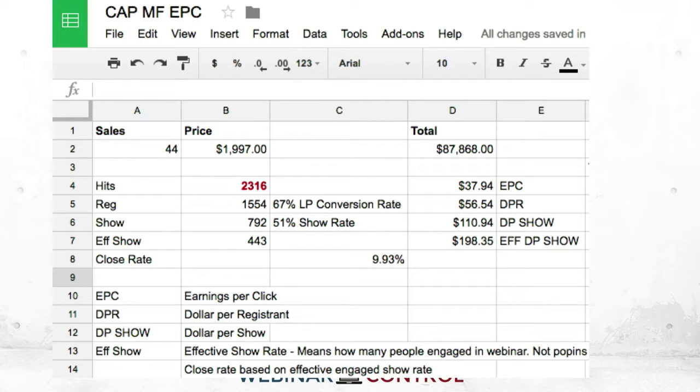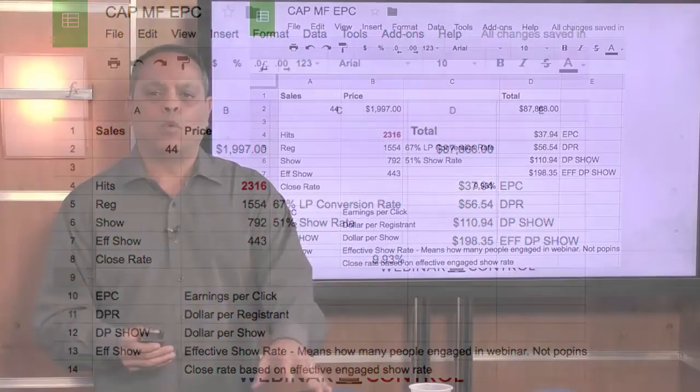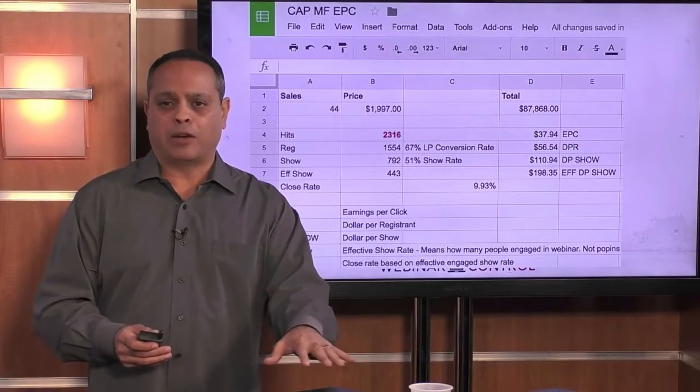$34.94 was the gross EPC. I got somewhere about 40% or 50% of that, but that is unheard of. I don't know if you know what it takes to get a JV partner today. Most people, $1 to $2 per click. They're not going to mail for anything less.